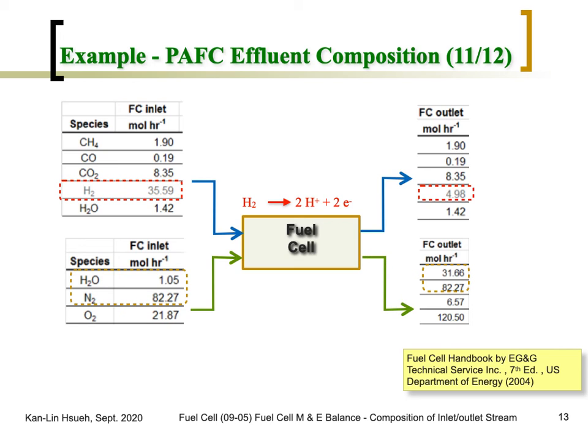You can see that is what happened. And then the oxygen will be reduced and consumed, so the amount of oxygen in the effluent will be reduced. The total molar flow rate is given as 120.5 so far in total.